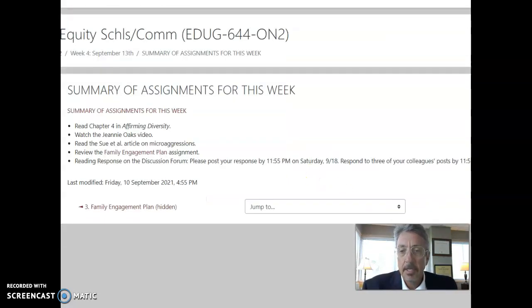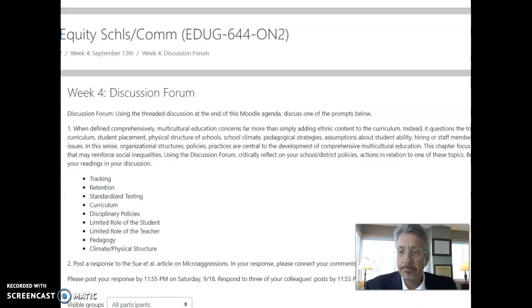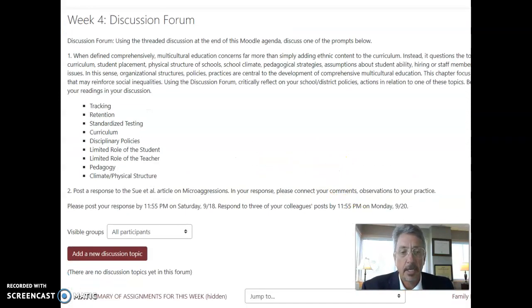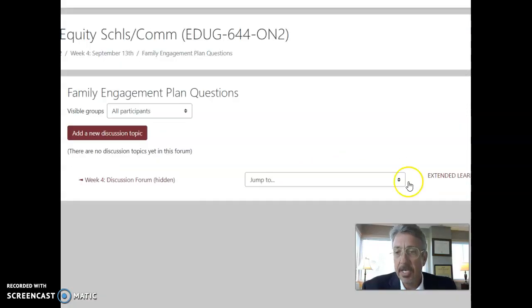And then finally, we have our summary of assignments for this week. Just a quick overview of what you should have, just a little checklist so you can make sure that you've completed everything. And then the discussion forum is here. As was the case last week, if you have questions about the Family Engagement Plan, I have a discussion forum at the bottom where you can ask questions.